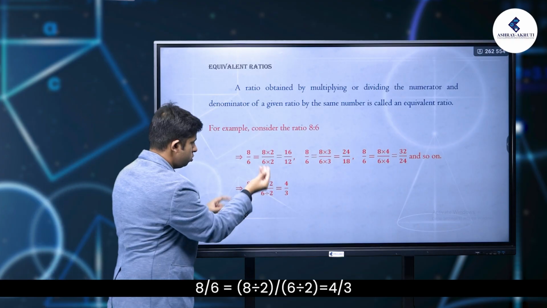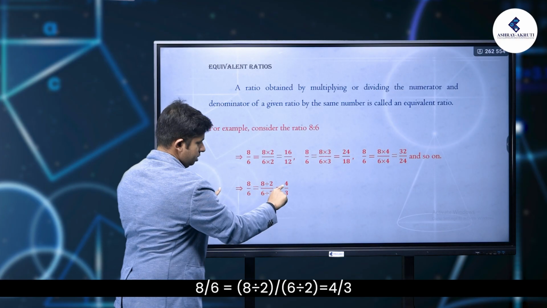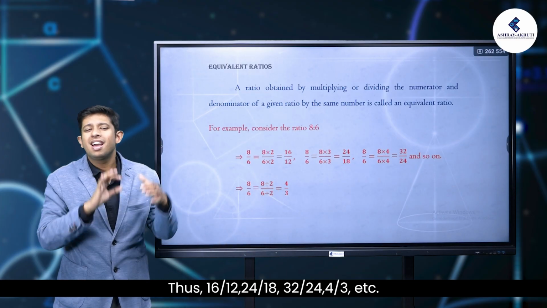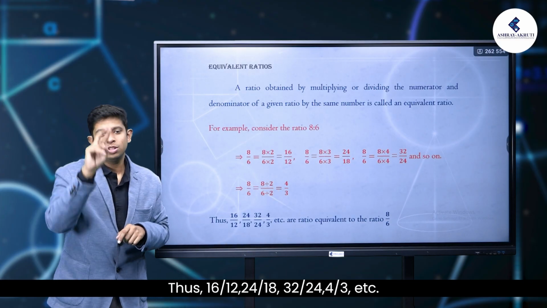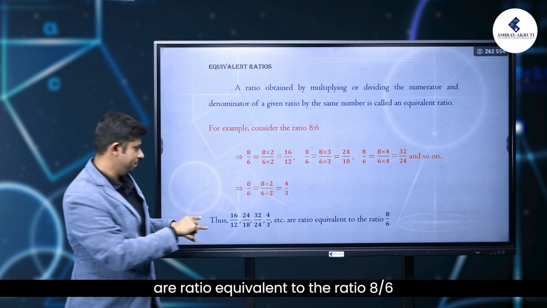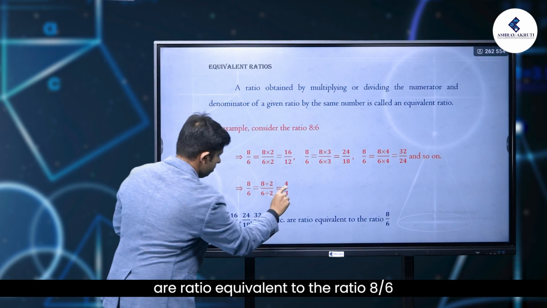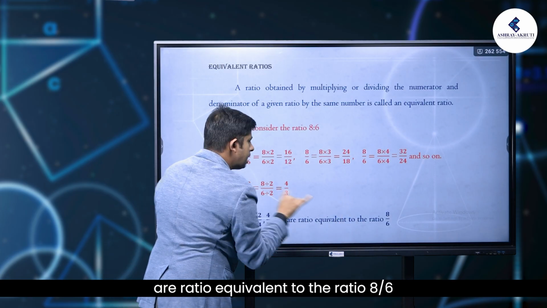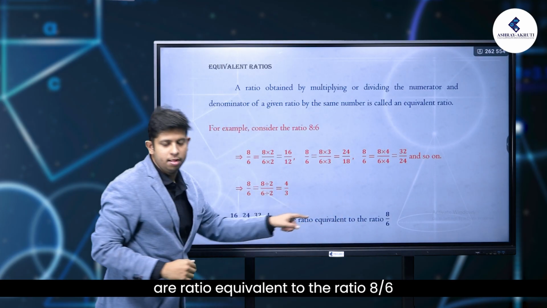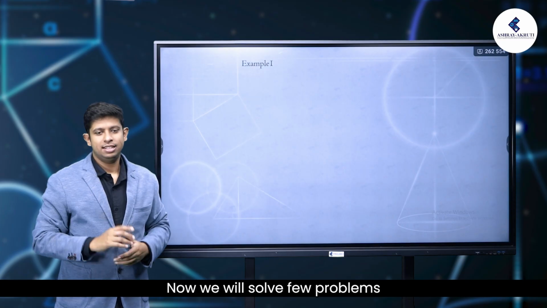8/6 = (8 ÷ 2)/(6 ÷ 2) = 4/3. Thus, 16/12, 24/18, 32/24, 4/3, etc. are ratios equivalent to the ratio 8/6. Now we will solve a few problems.